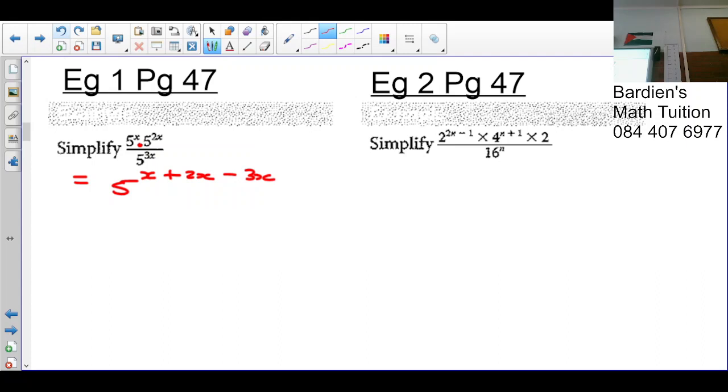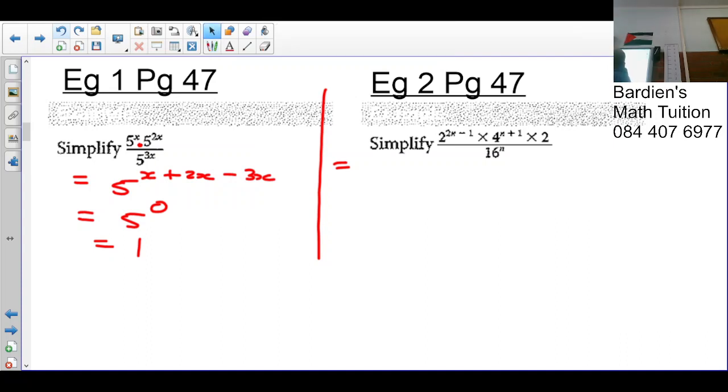So what do we do now? What is x plus 2x? And 3x minus 3x? Or do I leave it blank? Because if I write 5 on its own, that means you say there's a 1. People, anything to the power 0 is? Okay. You all understand? Let's look at the next example. Example 2 on page 47.